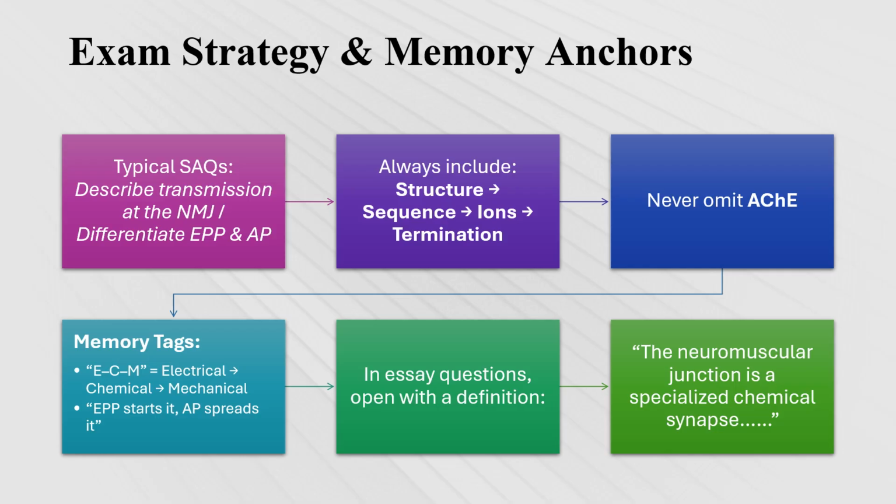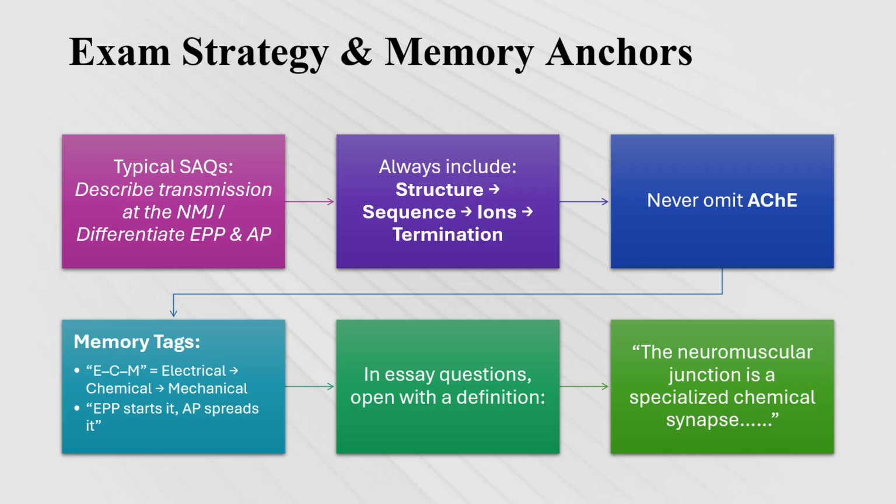Use these memory anchors to fix the concept permanently. ECM: electrical, chemical, mechanical. That's the full pathway of transmission and response. EPP starts it, AP spreads it. The end plate potential initiates the events, the action potential propagates it through the muscle fiber. These two short phrases summarize the entire junction in under 5 seconds. This is perfect for viva answers.